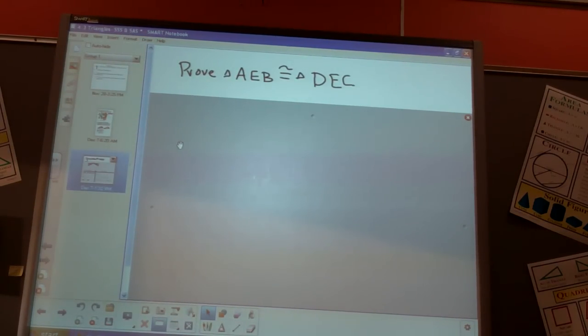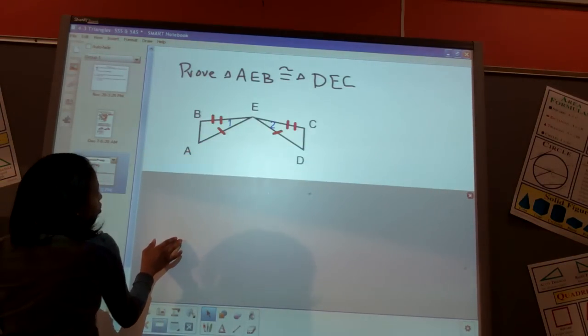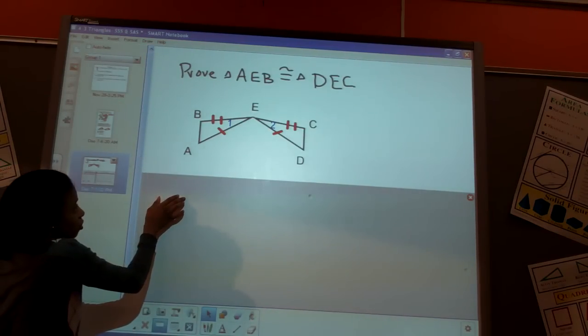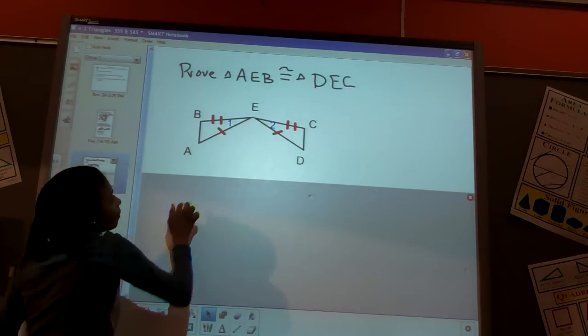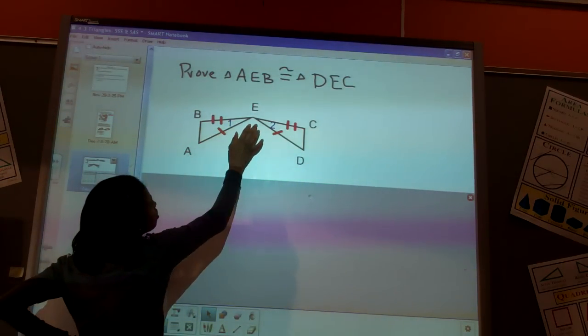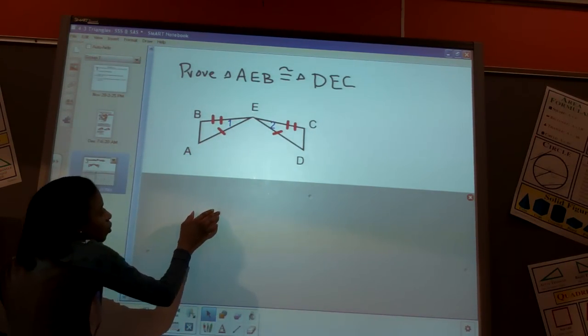This is 4-3, just the proof. We're going to prove that triangle AEB is congruent to triangle DEC. This is also in your book in chapter 4-3. Please make sure that you copy the drawing. Again, it is in your book. And we're trying to show that these two triangles, AEB and triangle DEC, are congruent.